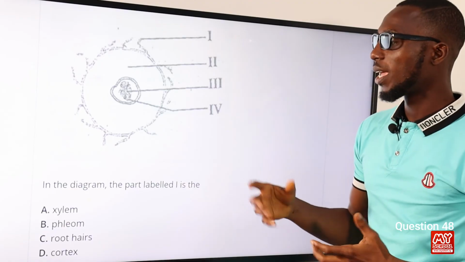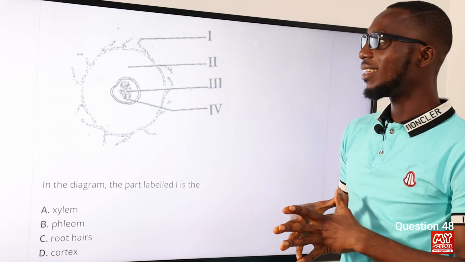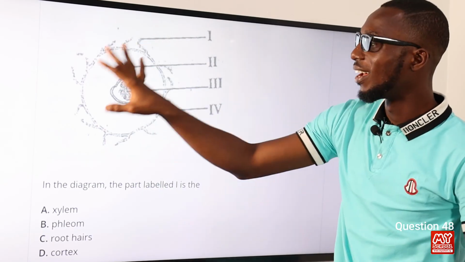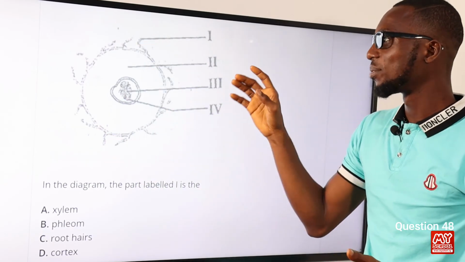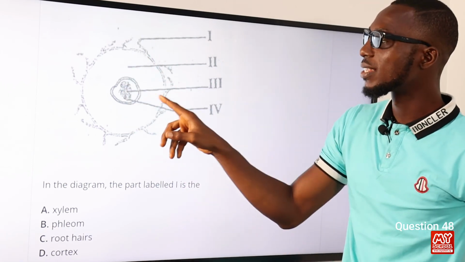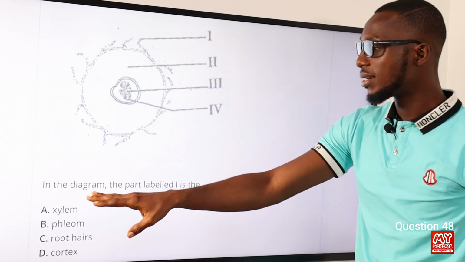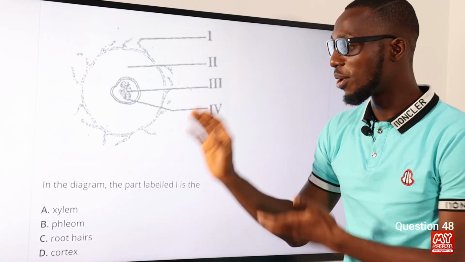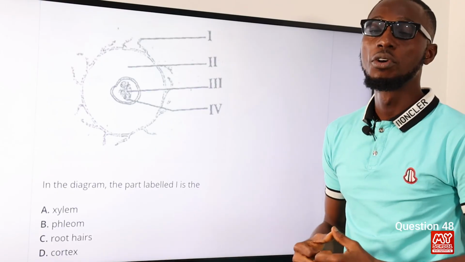48. In the diagram, the part labeled I is the what? Okay, at first this is a dicot root or dicotyledonous root. All right. So this is the part labeled I, root hairs. This is the cortex, this is the xylem. So in the diagram, the part labeled I is the what? We just mentioned the root hairs. So the correct option here is option C for root hairs.